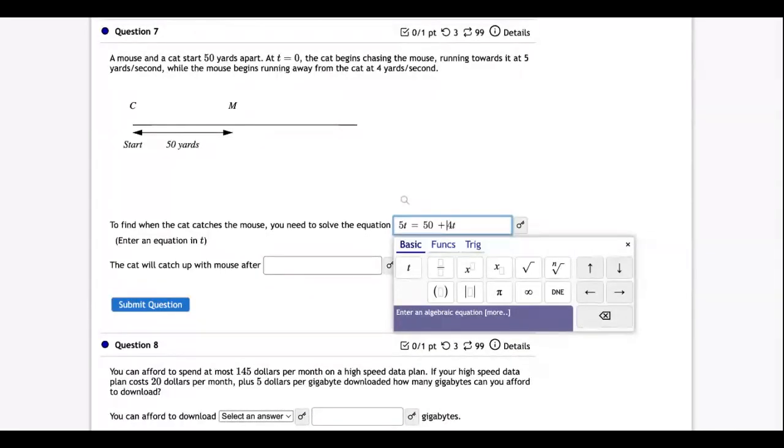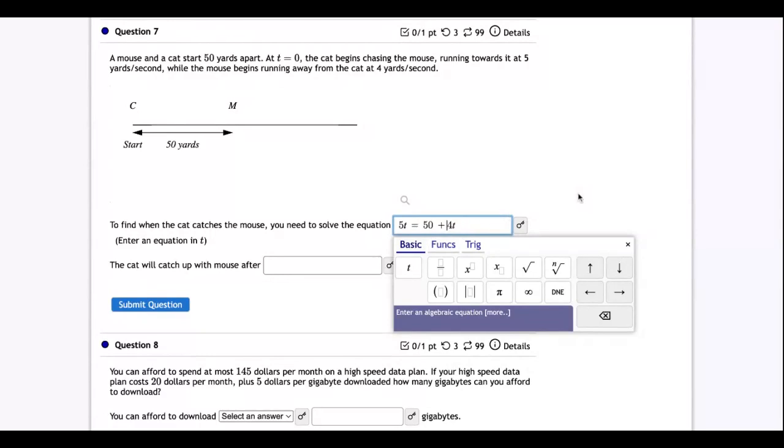Then plus 40t, right? Because the mouse is running away from the cat, the speed for the mouse is 4 yards per second. I multiply by time t, right? That would be the distance the mouse ran, plus the 50 yards in between the mouse and the cat. So 5t equals 50 plus 4t. Then minus 4t on both sides, so t equals 50 seconds.